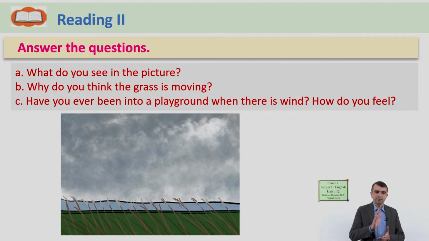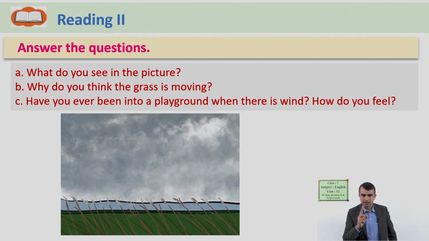Now, in the beginning there is one task of answering questions. There are 3 questions given. Number 1 or A: what do you see in the picture? There is a picture. Can you see this? Yes, it's given in your book, isn't it? Good. What do you see in the picture? What is it? Cloud. Okay, sky and cloud, and then the ground is also visible there, isn't it?